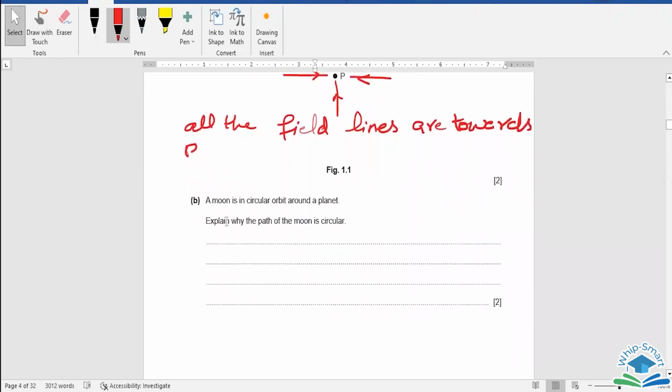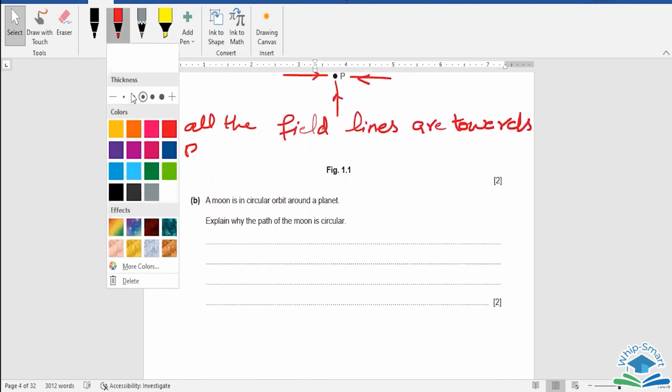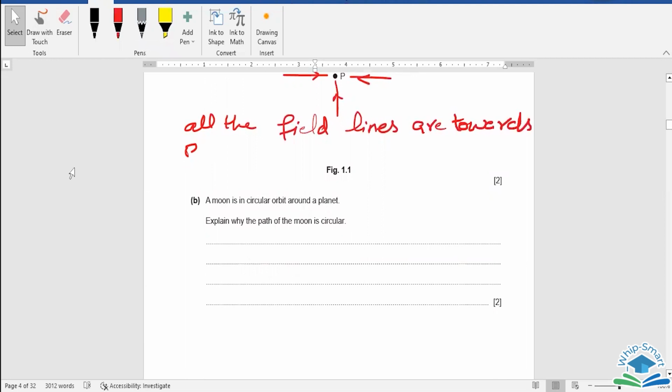Part B says, a moon is in a circular orbit around a planet. Explain why the path of the moon is circular. Obviously, we know that when an object moves in a circular path, this is because of centripetal force, and there is some connection between the center and the object, which keeps it moving in a circular path. So here, the gravity of Earth keeps the moon moving in a circular path. Assume this is the Earth, and this is the path the moon moves in. So the gravitational force of Earth provides the necessary centripetal force to keep the moon in a circular path.